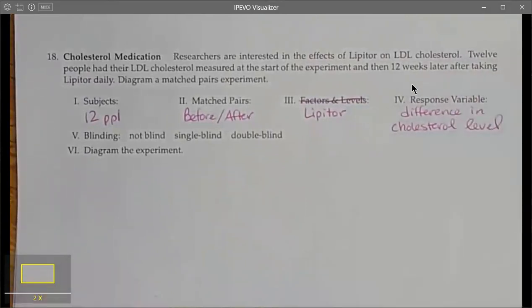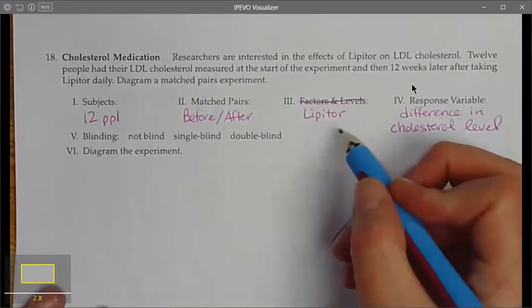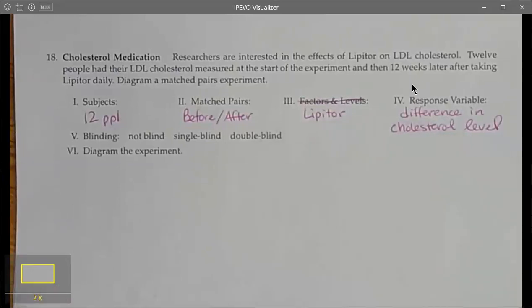Okay, and then for the blinding, there's no placebo mentioned in here, and there's not really any information to indicate that there's any blinding. Typically, blinding in a before and after type of experiment, or also this multiple levels of this medication, would be a much more sophisticated design that you would cover in a more advanced class. So we're going to stick with just the basic designs. There's no blinding, and everyone's going to get the same treatment.